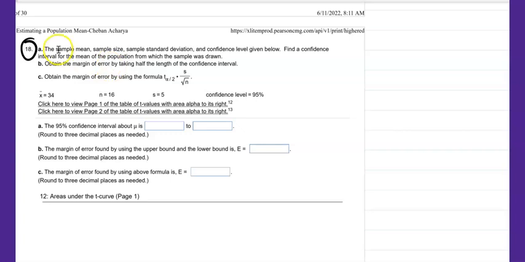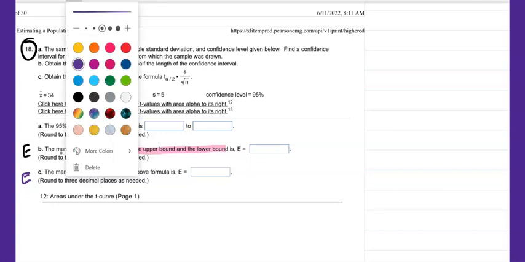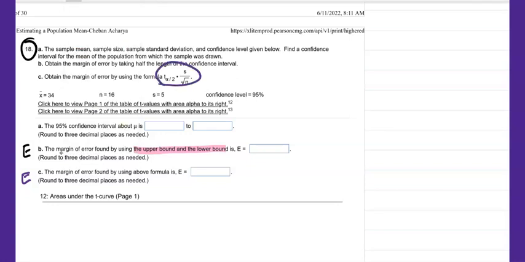Last question, the sample mean, sample size and the sample standard deviation are obtained and given below. Find the confidence interval for the mean of the population from which the sample is drawn. Part A, find the confidence interval. Part B, find the margin of error using the upper bound lower bound formula. And the last part is find the margin of error using this formula. So both B and C ask you to find the margin of error in a different way.